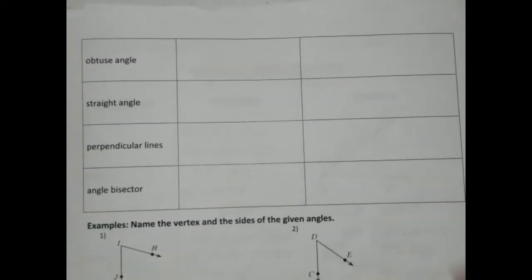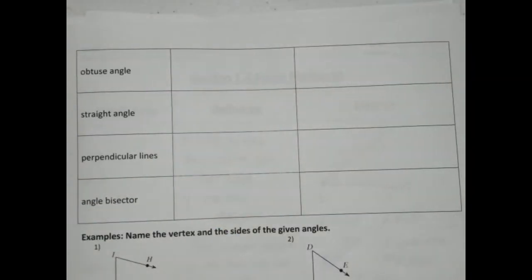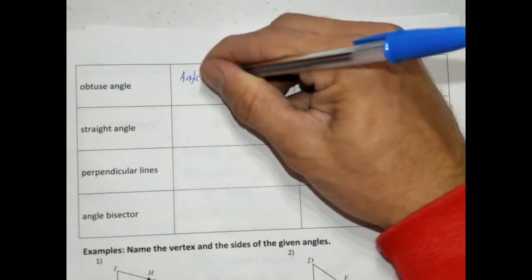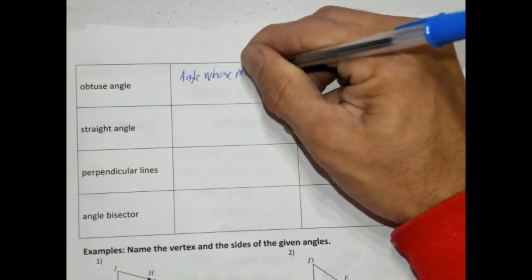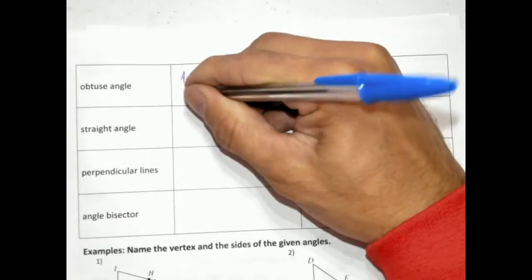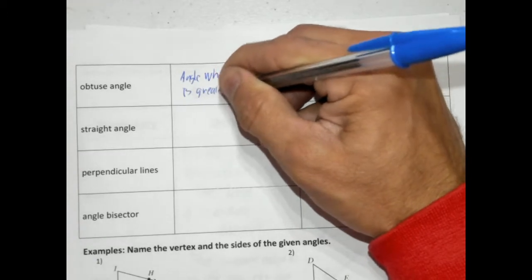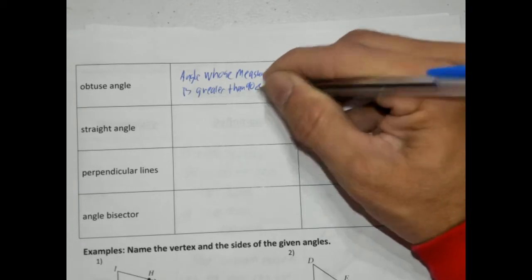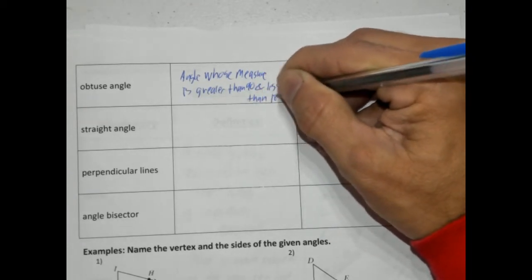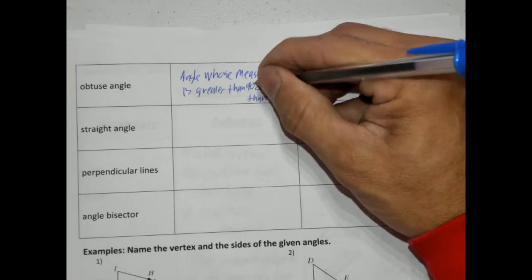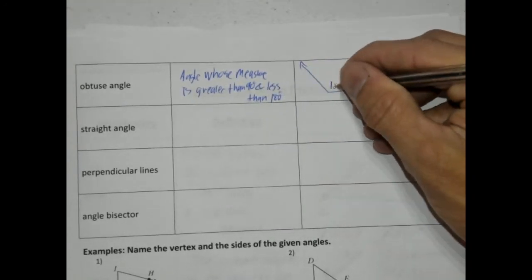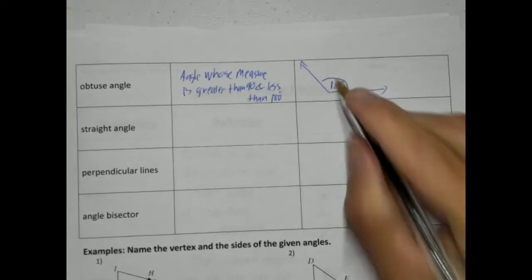So we have obtuse angle, straight angle, perpendicular angle, bisector. Okay, so an obtuse angle is an angle whose measure is greater than 90 and less than 180. Okay, that's an obtuse angle. So an example of that would be, let's say, 120 degrees? Sure. That's an obtuse angle.